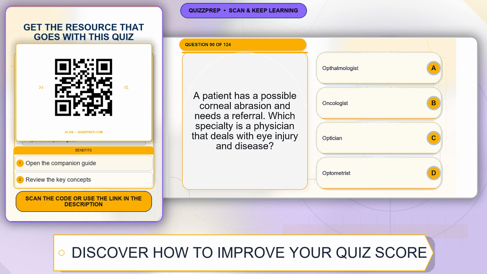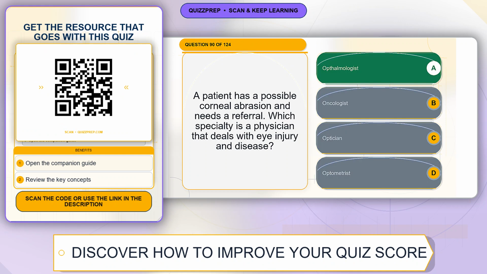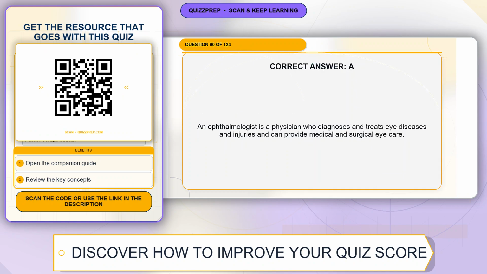Question 90. A patient has a possible corneal abrasion and needs a referral. Which specialty is a physician that deals with eye injury and disease? Option A, ophthalmologist. Option B, oncologist. Option C, optician. Option D, optometrist. The correct answer is option A, ophthalmologist. Explanation. An ophthalmologist is a physician who diagnoses and treats eye diseases and injuries and can provide medical and surgical eye care.